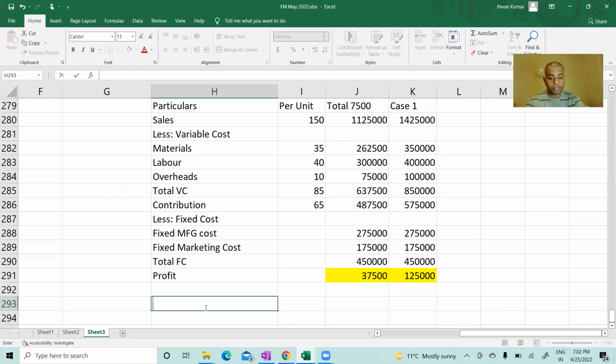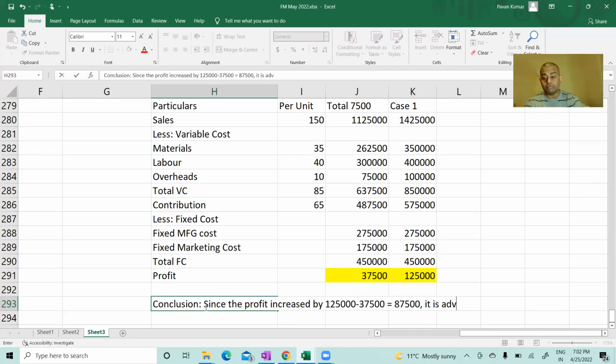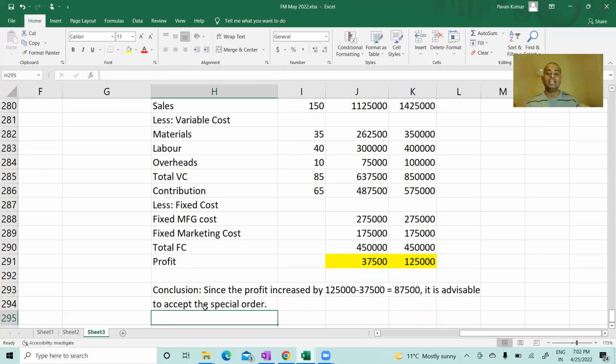Since the profit increased by 1,25,000 minus 37,500, that is equal to, tell me how much it is. Is it 87,500? So your increase in profit is 87,500. It is advisable to accept the special order. This is how ICA solved the question, okay?